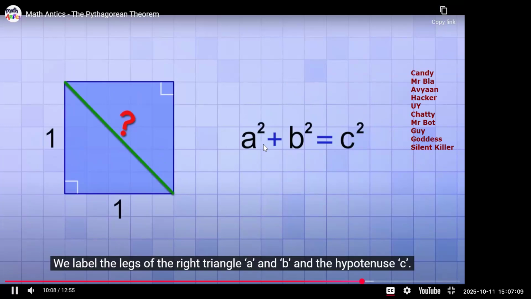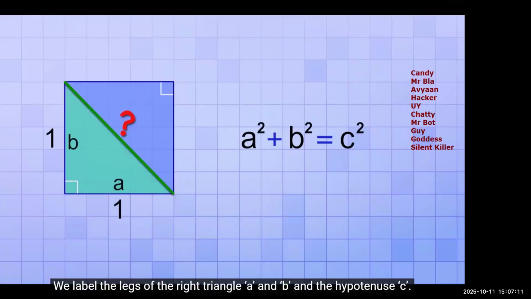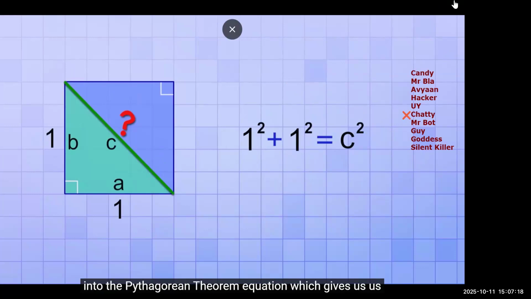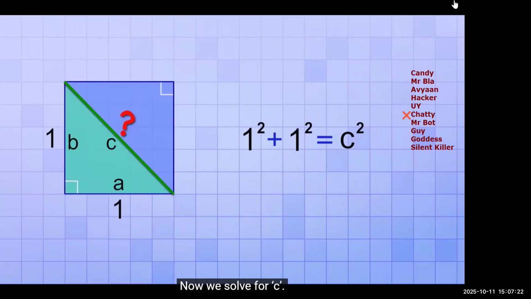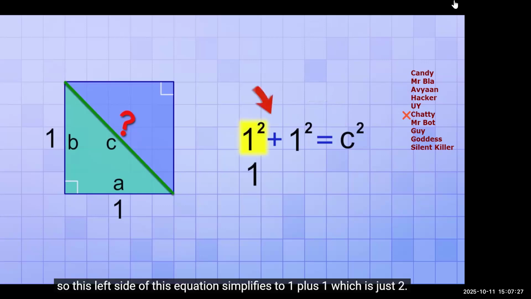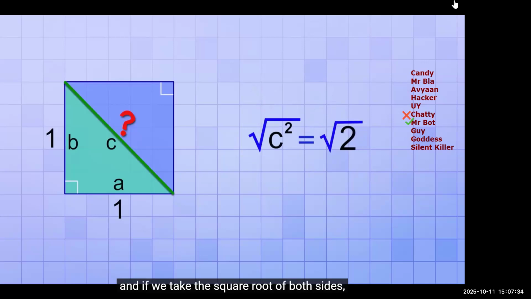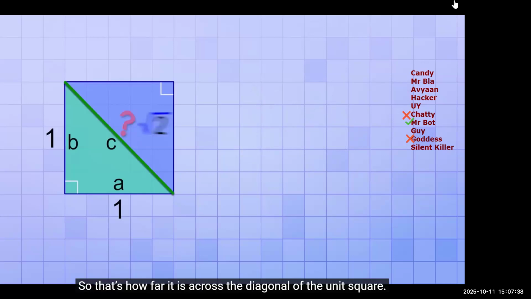We label the legs of the right triangle A and B and the hypotenuse C. And since we know that A and B are both 1, we can plug those values into the Pythagorean theorem equation, which gives us 1 squared plus 1 squared equals C squared. Now we solve for C. 1 squared is just 1. So the left side of this equation simplifies to 1 plus 1, which is just 2. That means C squared equals 2. And if we take the square root of both sides, we get C equals the square root of 2. So that's how far it is across the diagonal of the unit square.